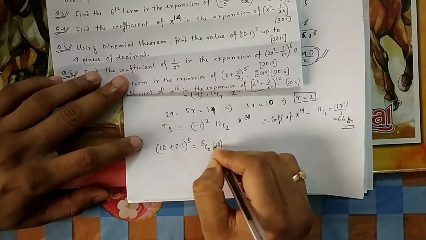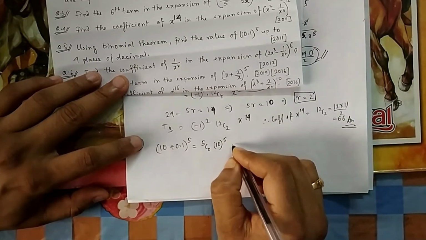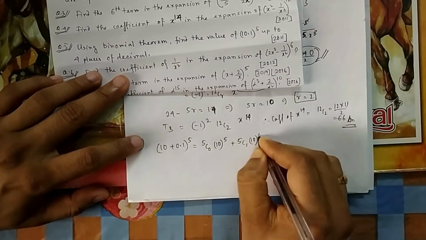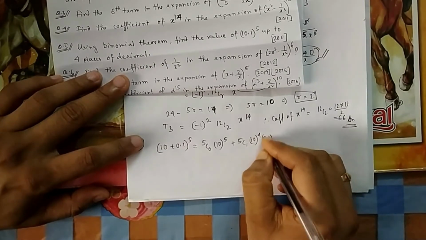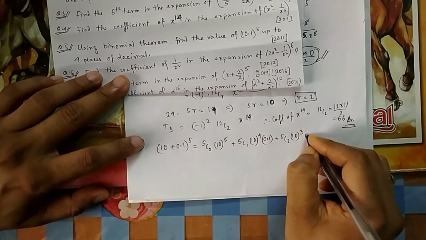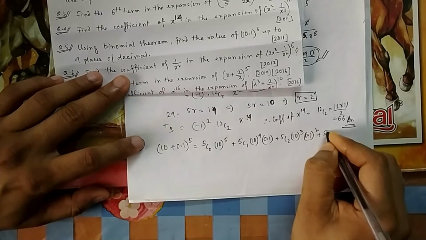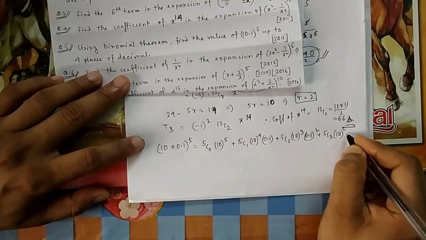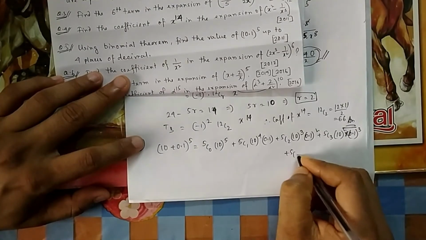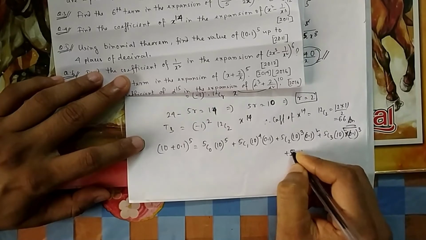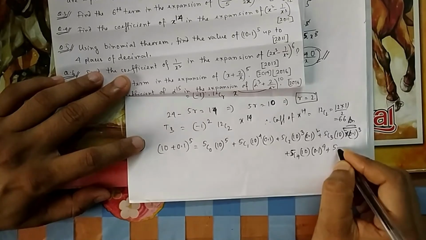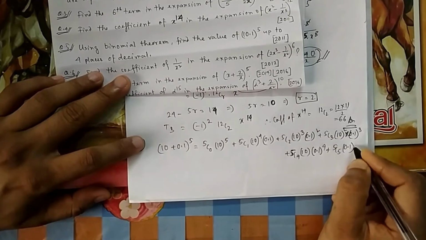So 10 to the power 5, and 0.1 it will increase. Initially it is 0, so let me not write that much elaborately. So 5C1, 10 to the power 4, and first power of 0.1 will come. Then 5C2, 10 to the power 3, 0.1 square, 5C3, 10 to the power 2 into 0.1 cube, 5C4, 10 to the power 1, 0.1 to the power 4, last is 5C5, 0.1 to the power 5.